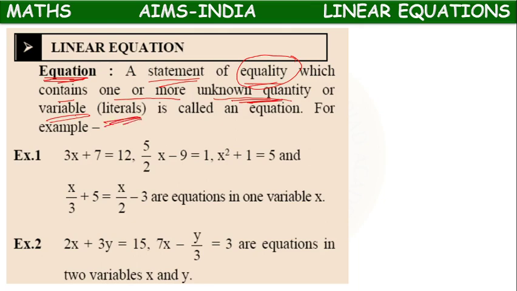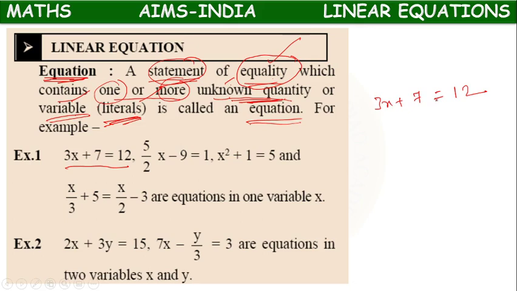You have learned about variables in earlier classes in the lesson on algebraic expressions and equations. So a statement of equality which contains one or more unknown quantities, called variables or literals, is called an equation. For example, 3x + 7 = 12.